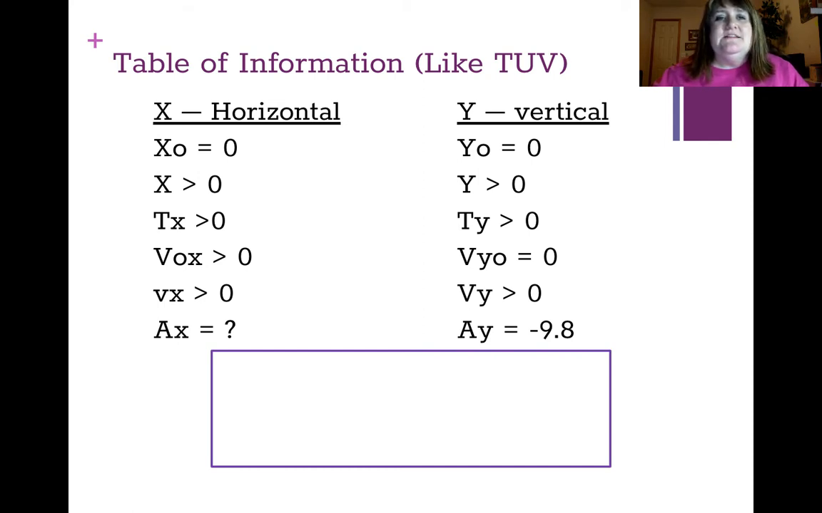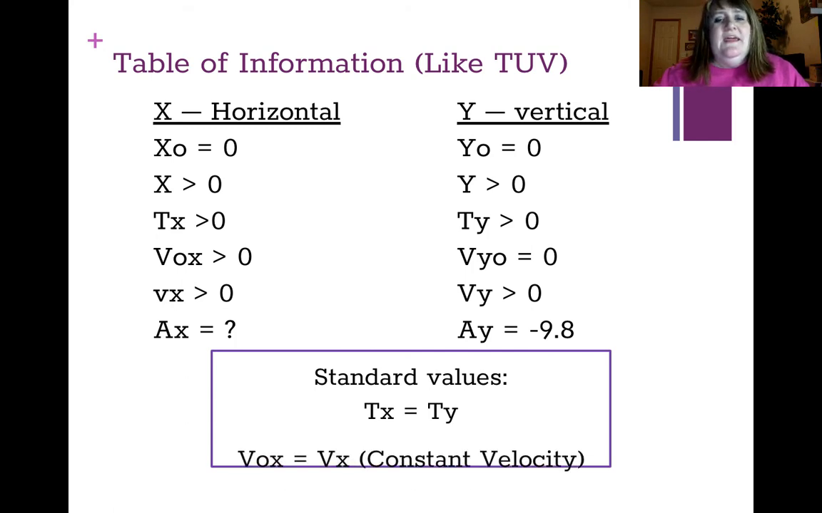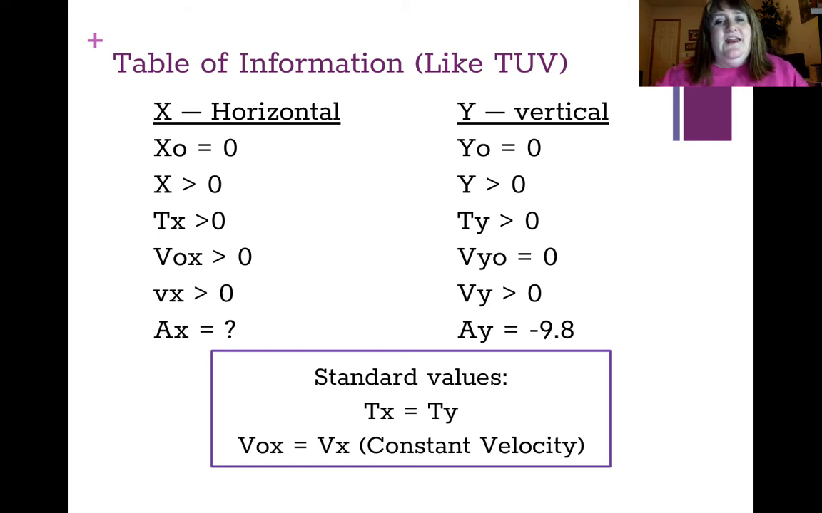Now there are some things that are just standard. Standard values is that time x is equal to time y. When you shoot an object horizontally, it still goes horizontal. It falls to the ground. It doesn't morph into two things. And v naught x is equal to vx for constant velocity.